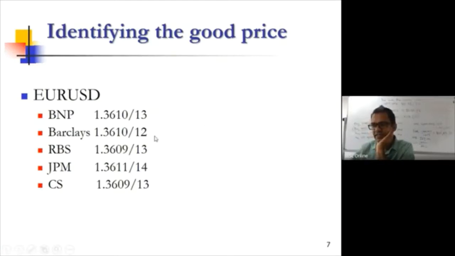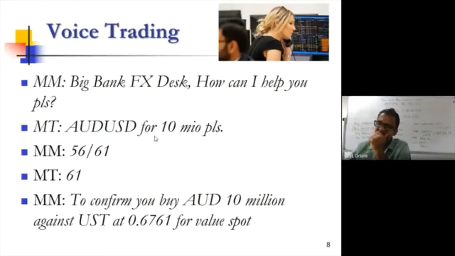11, 12. Then the spread is only 1 pip. As a market taker, you can buy at 12 and sell at 11. Okay. Then in voice trading, this is a small example. In voice trading, when you call them, you just introduce yourself.